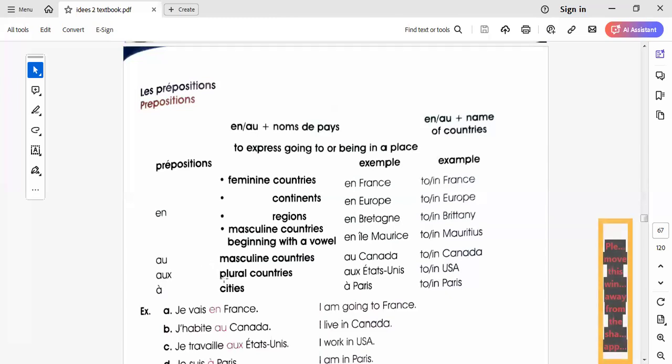Au, this is au, for masculine countries. Au Canada, to or in Canada. Aux, we have for plural countries, so aux États-Unis, to or in the United States. À, we use with cities. À Paris. So this is how we use them, and you should know that we use these prepositions when we are talking about going somewhere or being in a place.